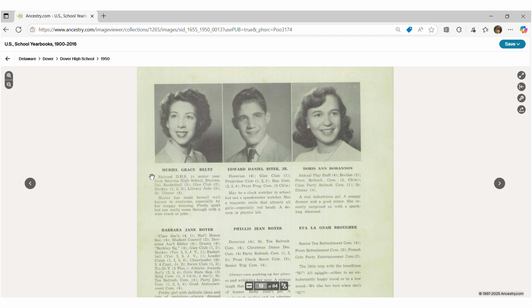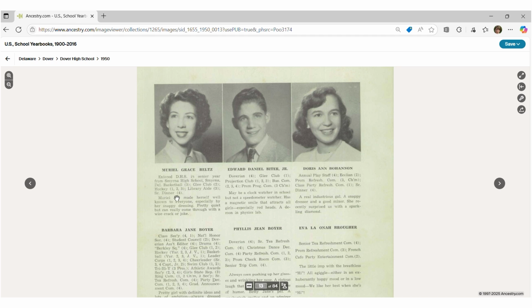This particular one tells us right here that Muriel entered DHS, Dover High School, senior year from Smyrna High School, Smyrna, Delaware. So we know that this family moved to Dover from the Smyrna area. So this gives us an opportunity in a place that we can then say, all right, in our research, we need to go back and we need to start looking in the Smyrna area for this particular family. So that's an important piece to add to your research.